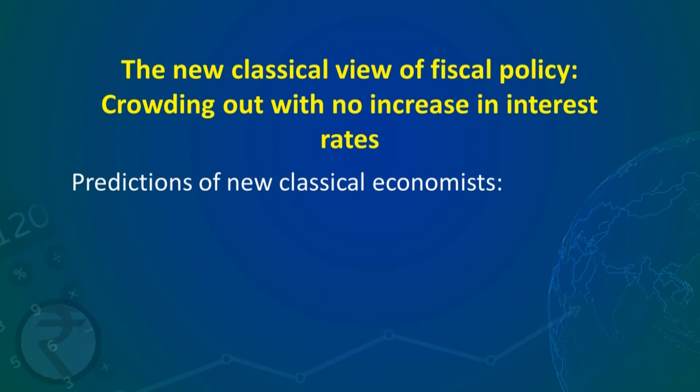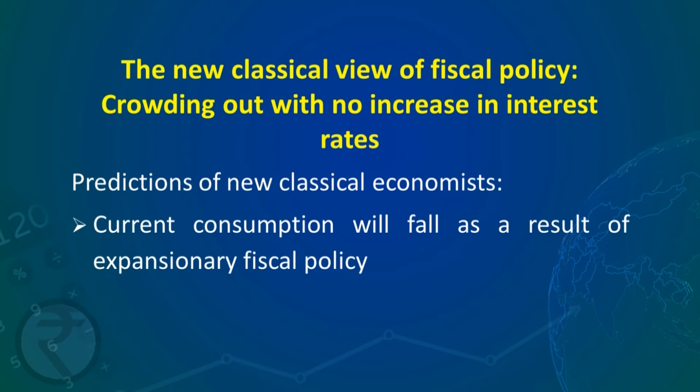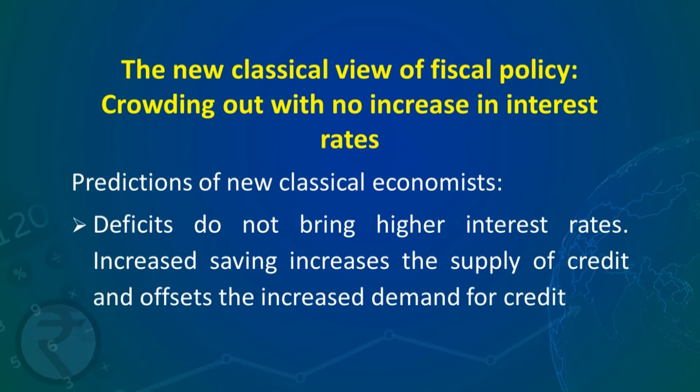So, what are the predictions of new classical economists? Current consumption will fall as a result of expansionary fiscal policy, because people will start saving more to pay future taxes, which will be higher than in present times. Deficits do not bring higher interest rates; increased saving increases the supply of credit and offsets the increased demand for credit. This is being shown in figure 4 and figure 5.